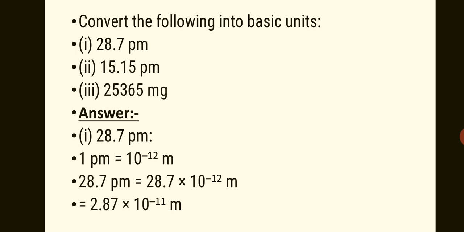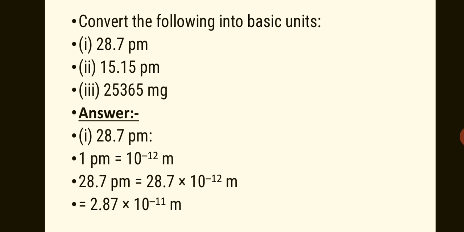Now we shift the decimal one place to the left, so we place the decimal after 2. So this becomes 2.87 into 10 raised to power. If you move the decimal to the left, you have to multiply by 10, so you have 10 raised to power plus 1 and 10 raised to power minus 12. If the bases are the same, then the powers are added. So if we add 1 and minus 12, we get minus 11. So our answer is 2.87 into 10 raised to power minus 11 meter. This is the answer of the first problem.